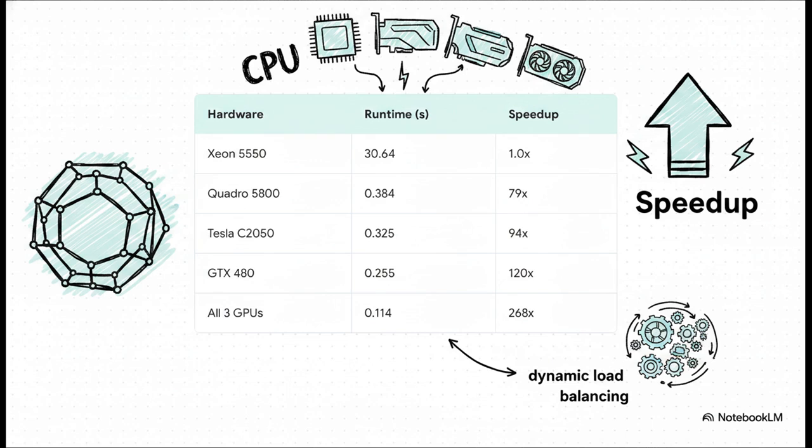But when you use dynamic load balancing to throw 3 completely different mismatched GPU architectures at the exact same problem simultaneously, the runtime literally plummets to a blistering 0.114 seconds. That's a 268 times speedup, and it is operating at 91% of perfect theoretical efficiency.